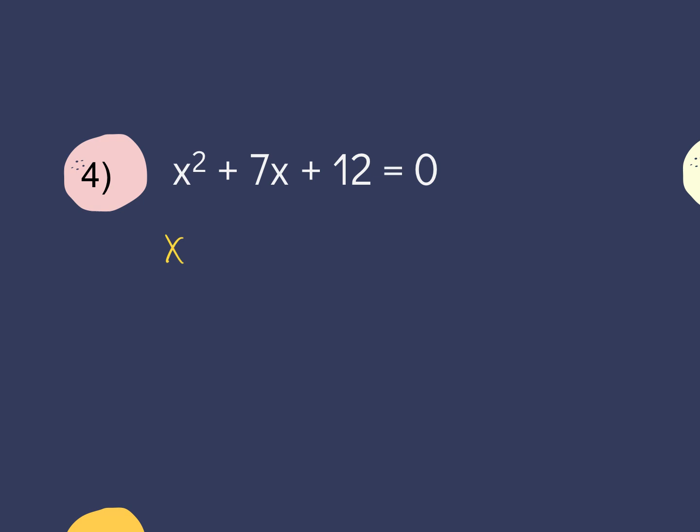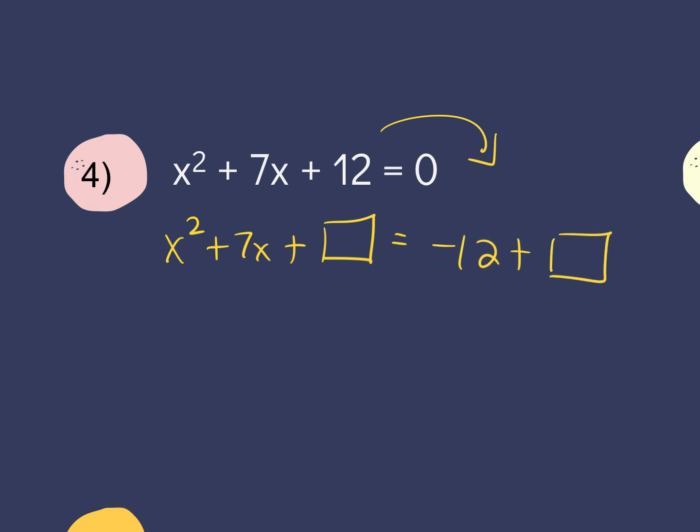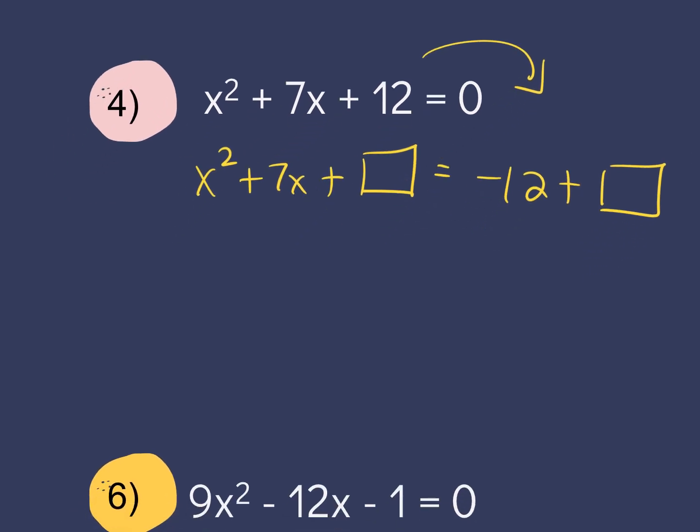So the first thing I'm going to do is say x squared plus 7x plus a box equals negative 12 plus your box. Okay, we're going to do the exact same thing that we have been doing. We're going to take our b term, which is 7, and divide it by 2. Is that pretty? No, but that's okay. What does my parenthesis over here look like? X plus 7 over 2 squared. Okay. When I square this, it's going to go in this box.